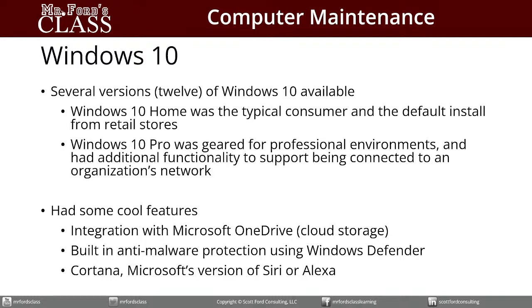So Windows 10 has several versions. There are 12 versions of Windows 10 available. Windows 10 Home is the most typical use for home users. It's found pretty much by default when you buy a computer from a retail store. Windows 10 Pro is geared for professional environments. This has the ability to join domains. We'll look at that later.